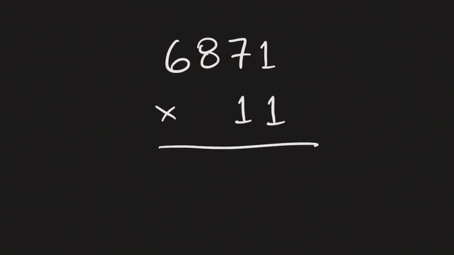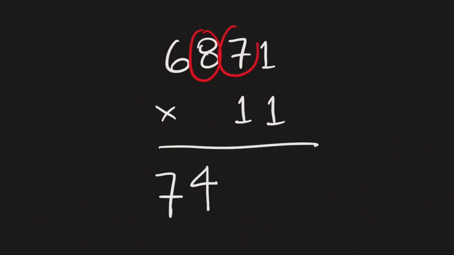Let's say we have 6,871 times 11. Take the time to solve this and come back to my video once you're done. Alright, so first step is to put the first digit as the first number for the result, which is 6. And the next step is to add up the two consecutive numbers. So 6 plus 8 gives us 14. Therefore, 14, 1 will be carried over to 6, which gives us 7.